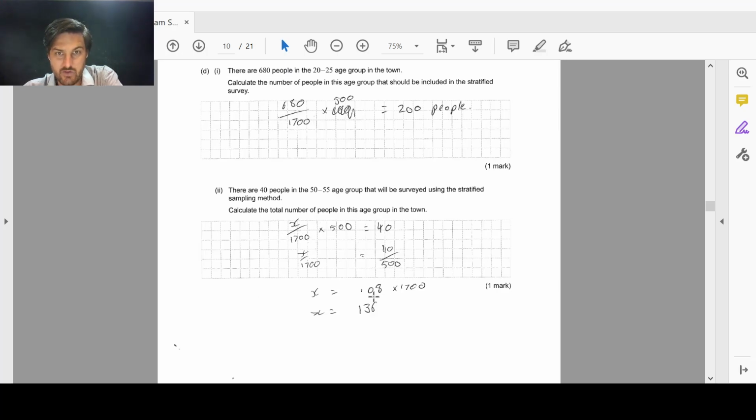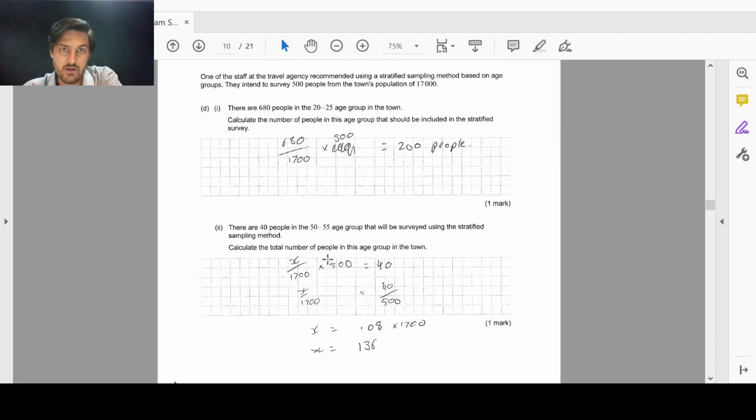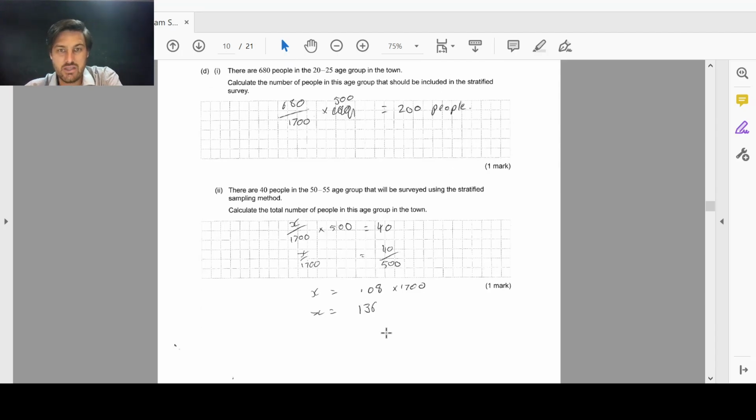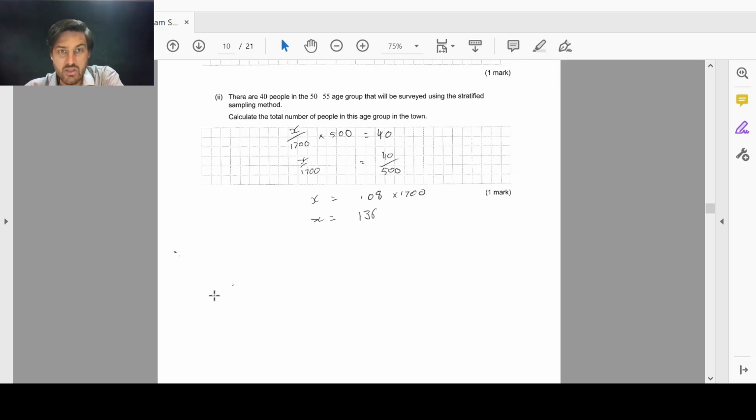40 divided by 500, we would get 0.8. And then we would multiply by 17,000, not 1,700. All right, 17,000 from the total population. And we would get not 136. You'll get something smaller than that. But that's how we would figure it out. It's really just some basic rearranging of the equation from there. And the good news is that that's the only possible way that they can ask you to do this question. All right.